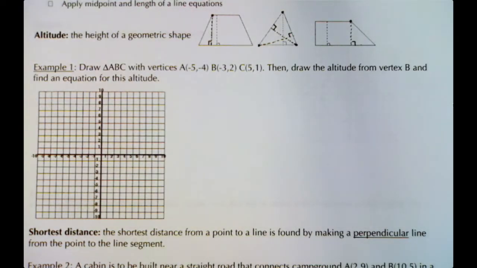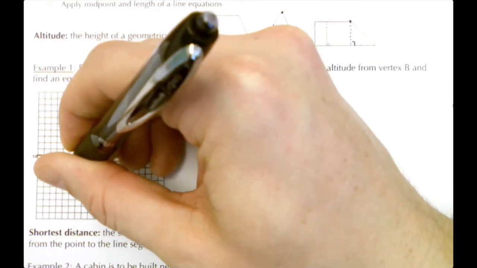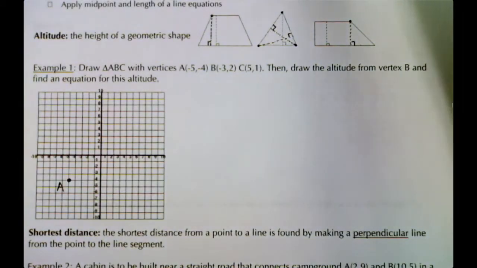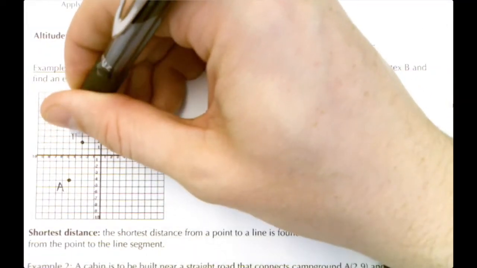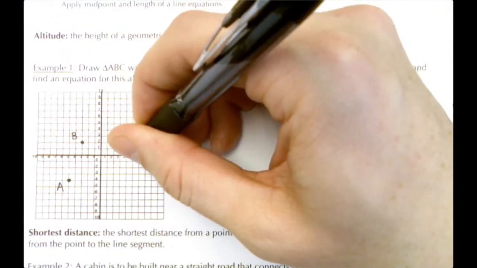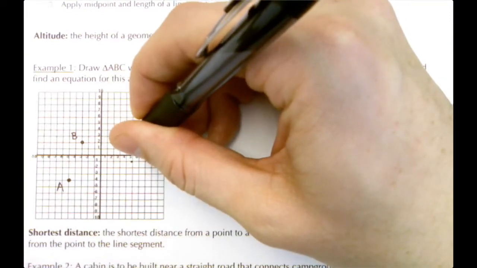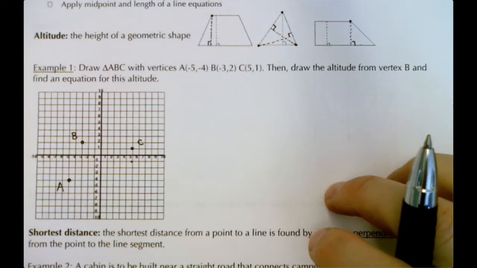So let's start with our triangle ABC. First point's -5, -4. So graph that, -5, -4. Grab the A. B is -3, 2. And C is 5, 1. Oops, 5 is on the other. And there's our 3 points on our triangle.